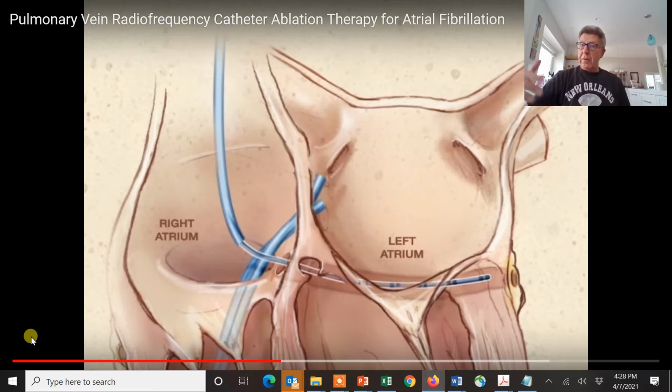So you want to have this online recording because you're going to go up there and you're going to fry a couple of spots in the atrium, and you want to see if you'll get a return in rhythm and rate by doing this type of procedure.